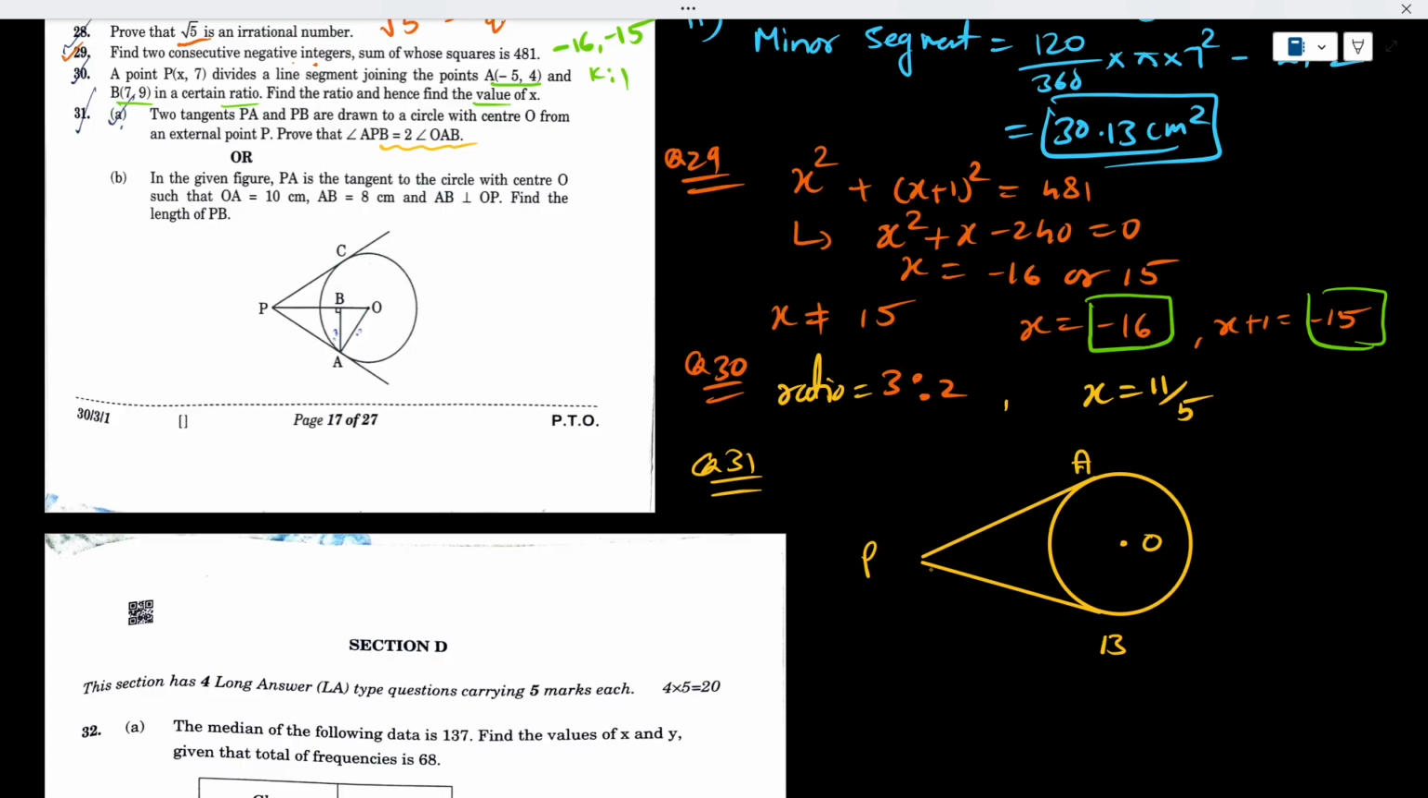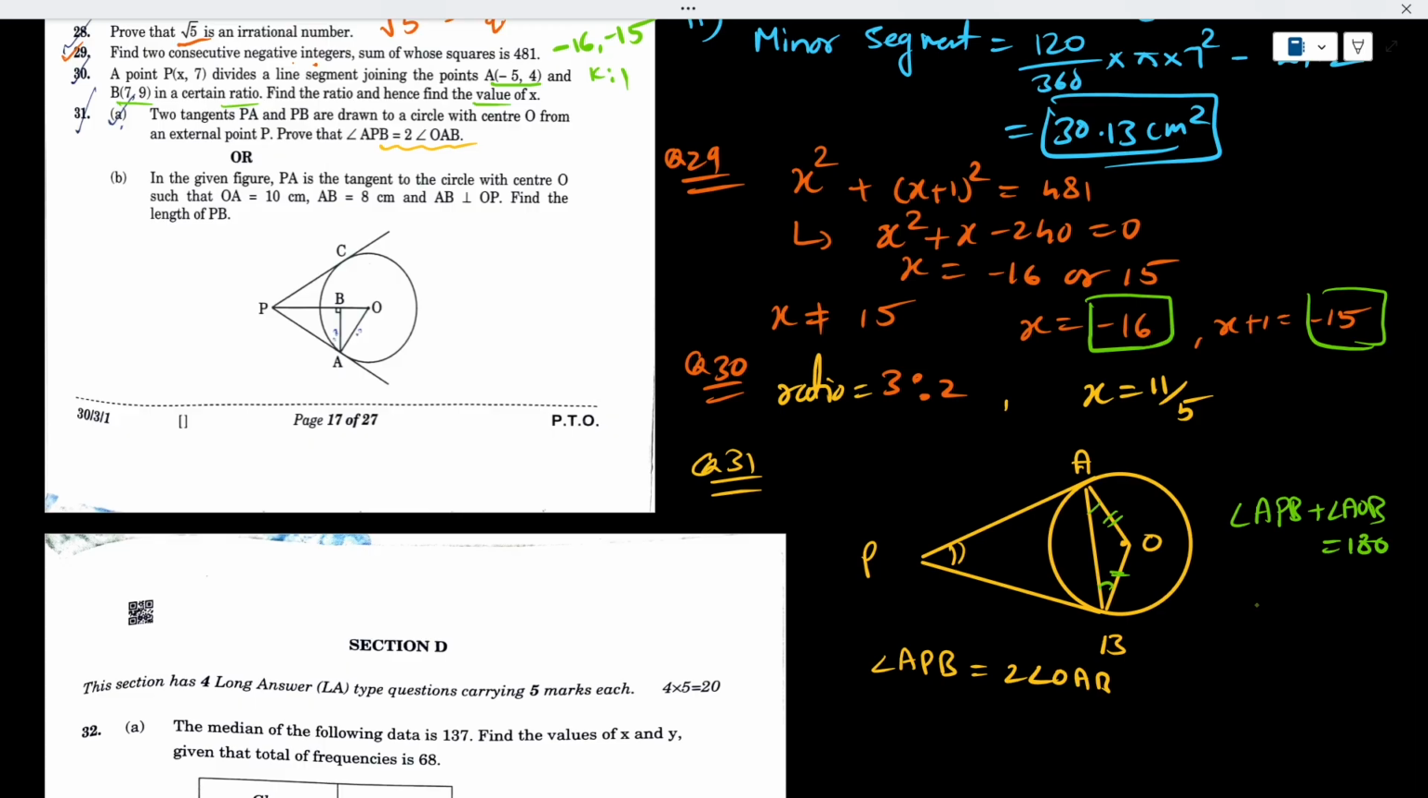What do we need to prove here? Angle APB is equal to 2 times angle OAB. Because they are talking about OAB, you have to join A to B also. You know that this angle and this angle are always supplementary, right? So angle APB plus angle AOB is always 180 degrees. Now, because it's an isosceles triangle, this angle will be equal to this angle.